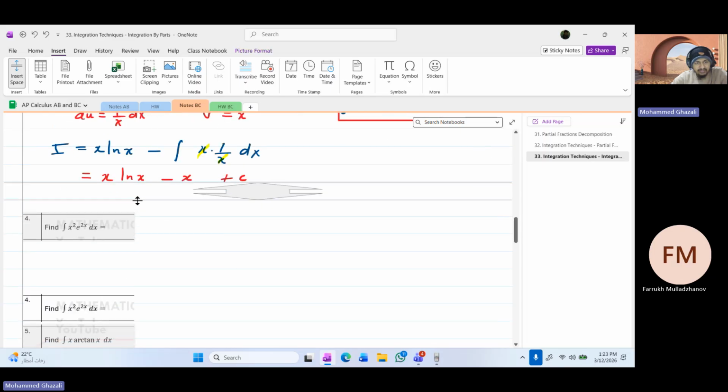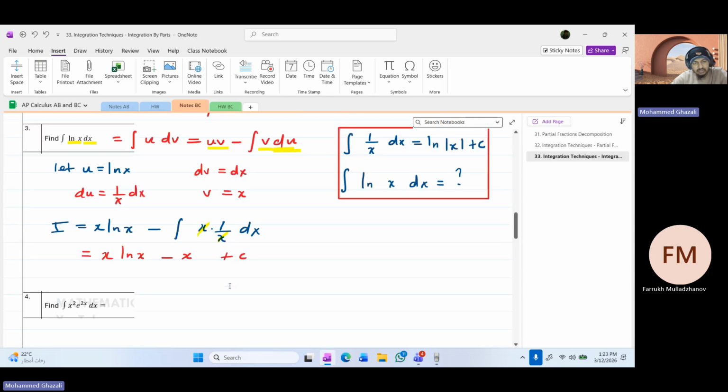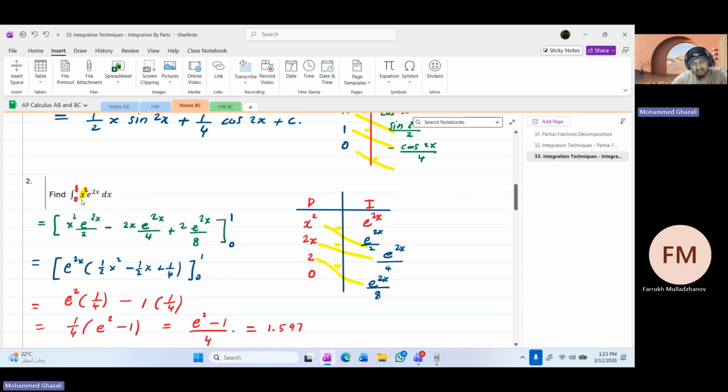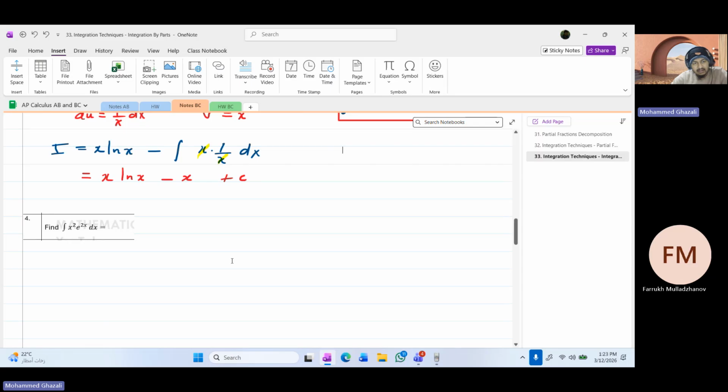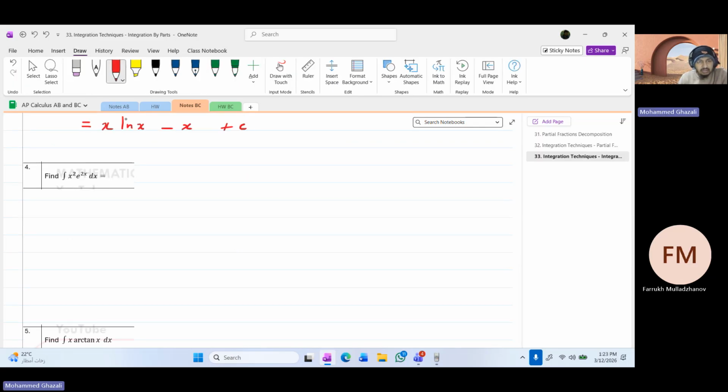Let's look at the next one. Okay, the next one is easy because, hey, wait a minute. I've done an example like this, x squared e to the power 2x. I kind of changed it here. Let's make it e to the power x rather, to make it easier. What's the integral of x squared e to the power x? So we're going to use the DI method.